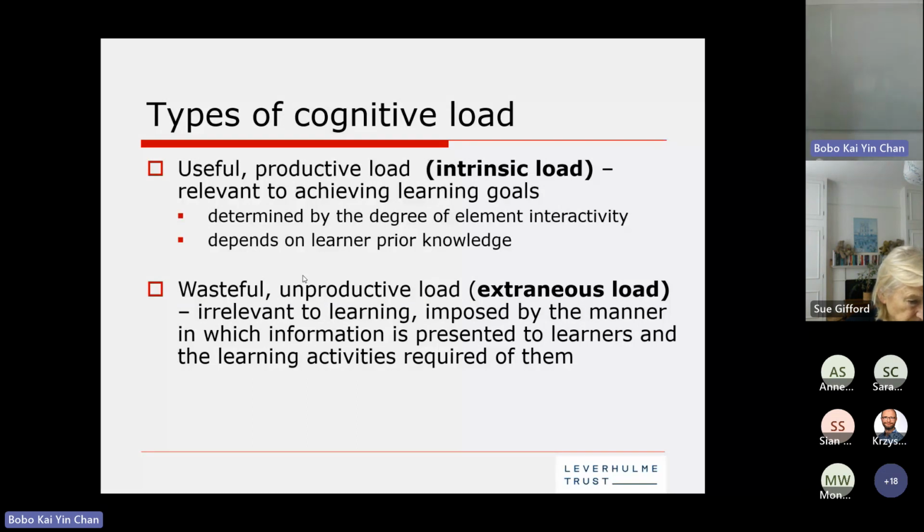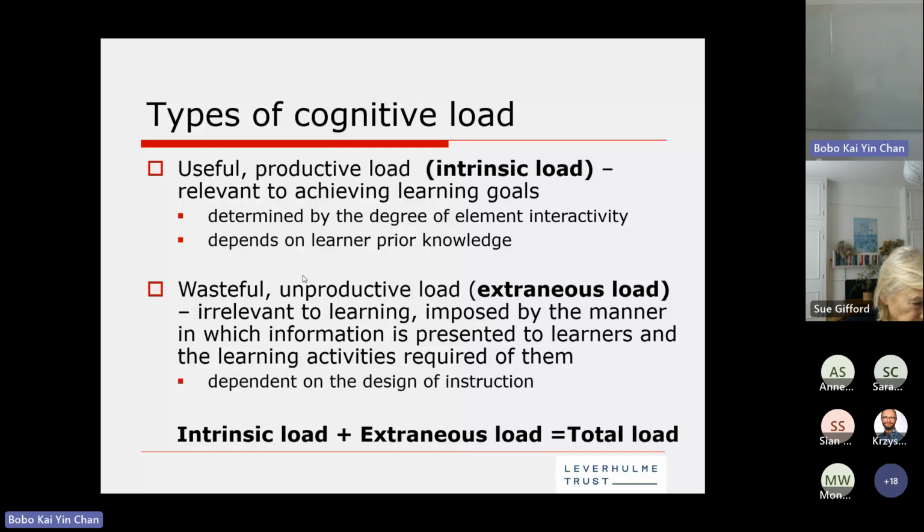We will see a lot of examples shortly, but first those definitions. So that load, of course, depends on instructional design, how you design the task, how you present, how you select the learning task, and so on. So these two types of load, intrinsic plus extraneous, are actually what is considered total cognitive load.